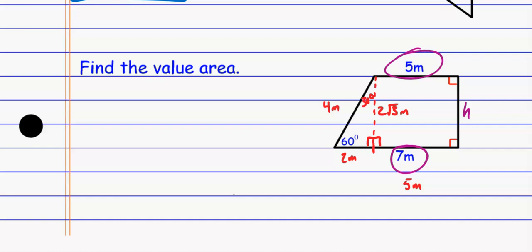Once again, if I was doing this, I would just say, hey, 5 plus 7 is a 12, divided by 2 is a 6. That's the average. So I would do the area this way. I would do the average of the mid-segment, essentially, times the height. Okay? Or we come over here and we plug it into our full formula. So here we go.